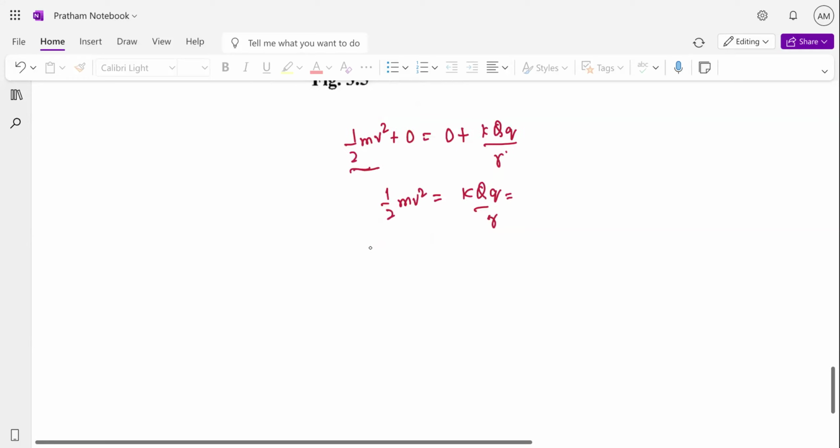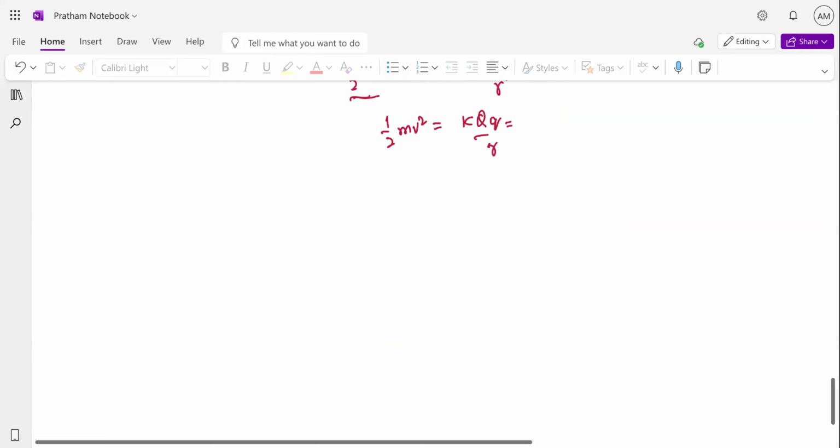What is half mv square? It is given to us directly as 10 mega electron volts. Because you can see I have given the direct value of the energy.